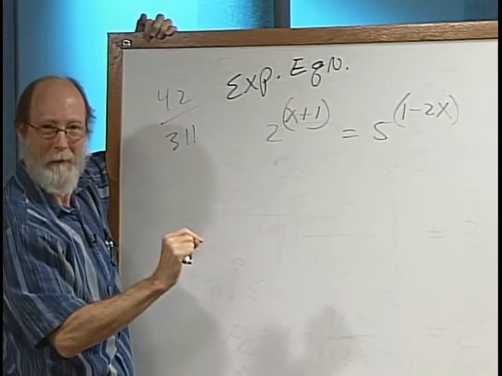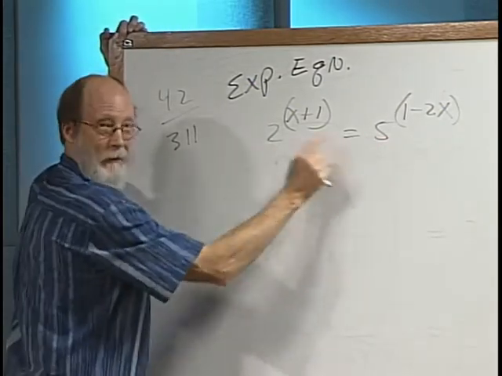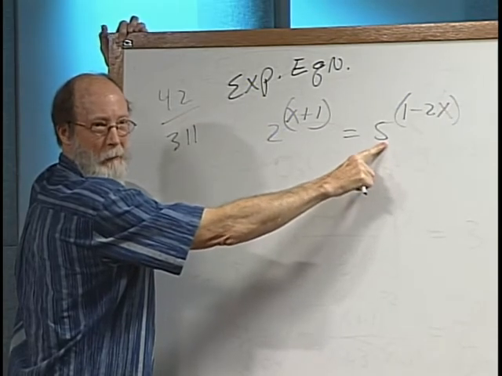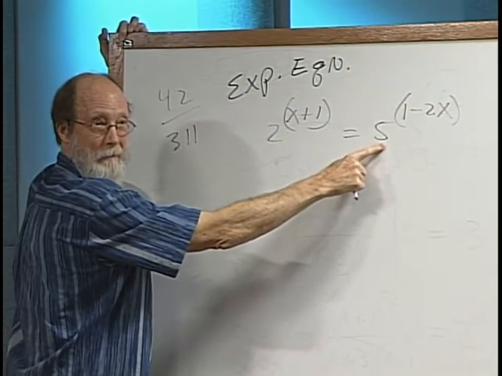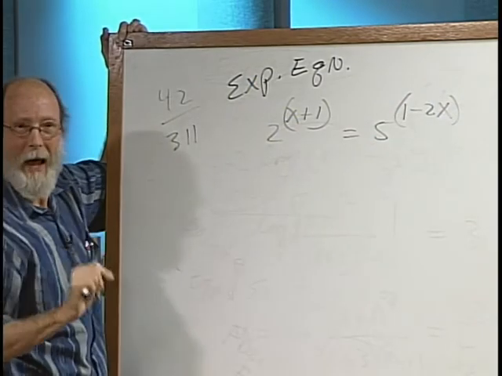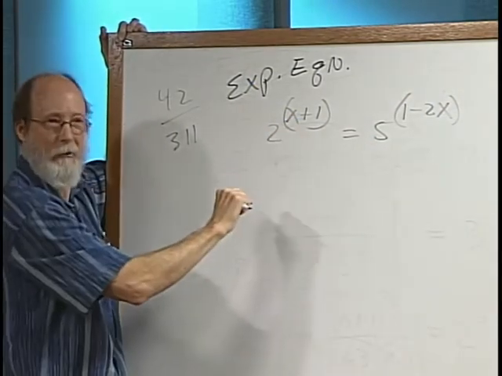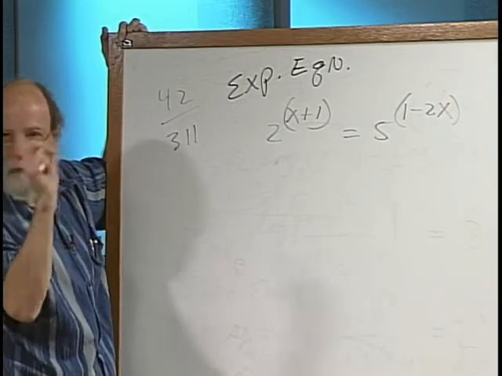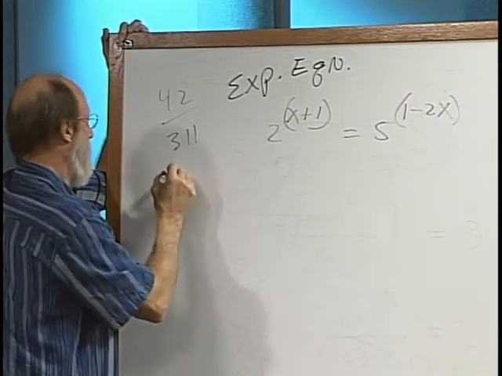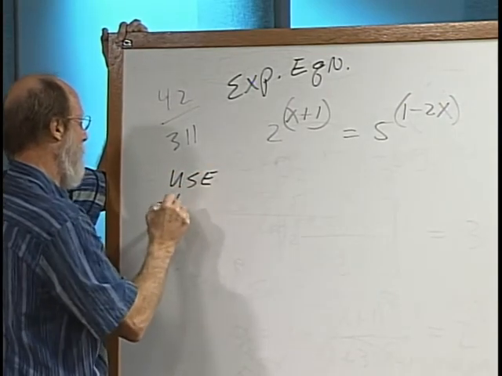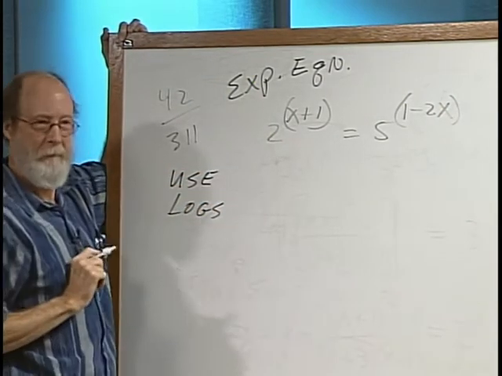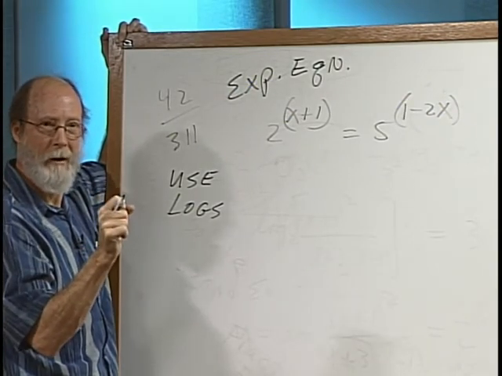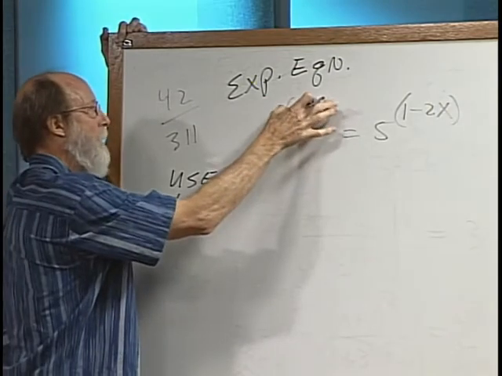You did some problems like that before where you were able to match bases. But we can't break 5 down into an exponent with a base of 2, can we? So we can't do that. When you see an exponential equation in general, you need to use logarithms to solve it, because once you've got the logarithm, the power rule is going to let the exponent pop down in front.